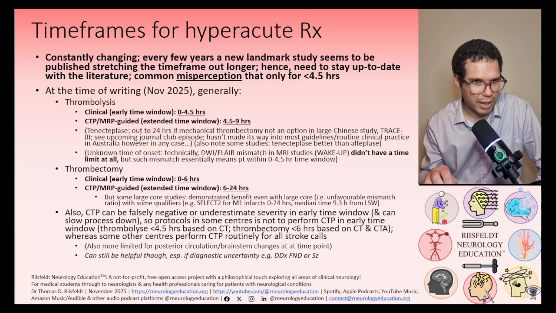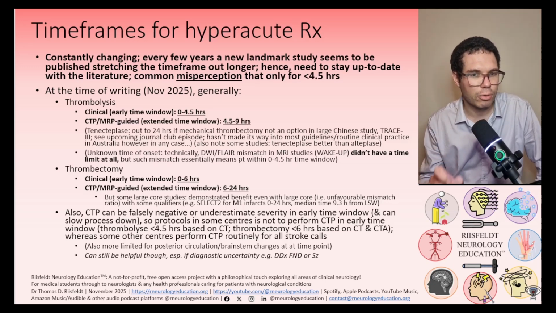Now, there are two other points to make here. Firstly, there was a recent study published looking at tenecteplase for thrombolysis all the way out to 24 hours, called the TRACE-3 study. That was looking at thrombolysis with tenecteplase out to 24 hours, as I just mentioned, if mechanical thrombectomy is not an option.